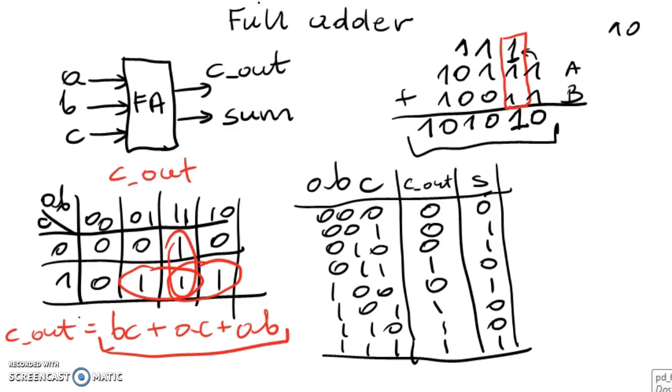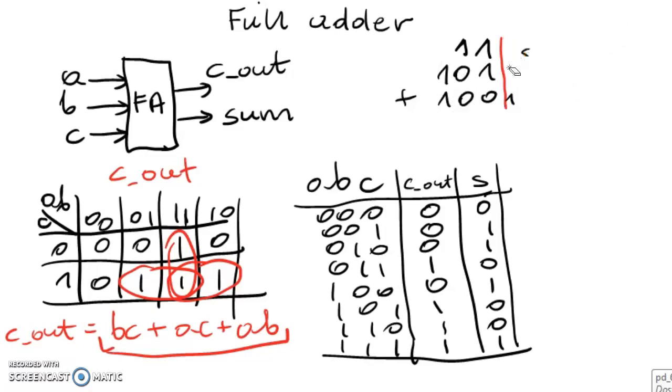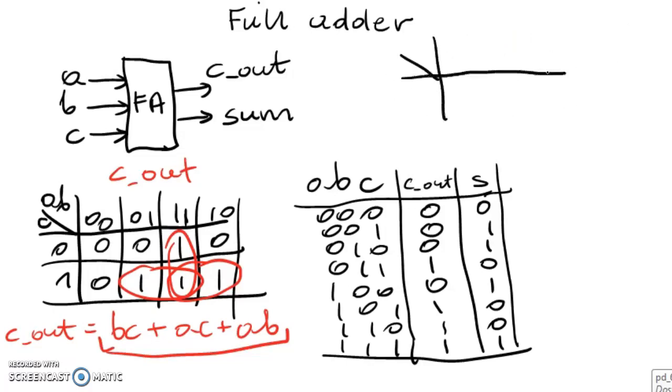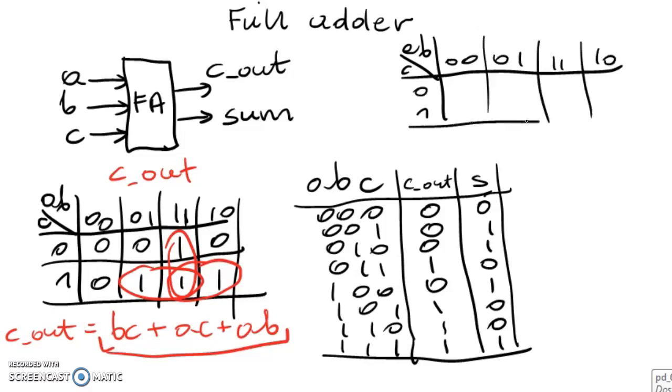Okay. What about S? Of course, we must construct a similar K-map for S. Let's do this. So as before, AB will be in columns, C in rows, and gray code. All right.